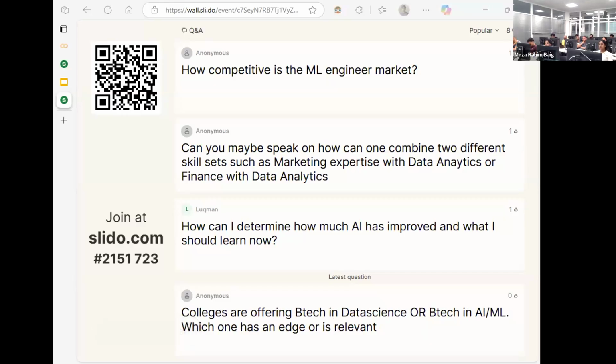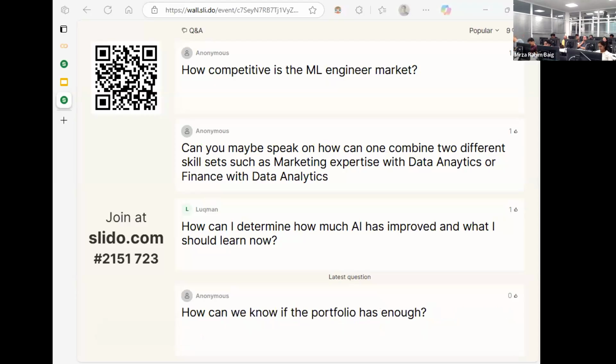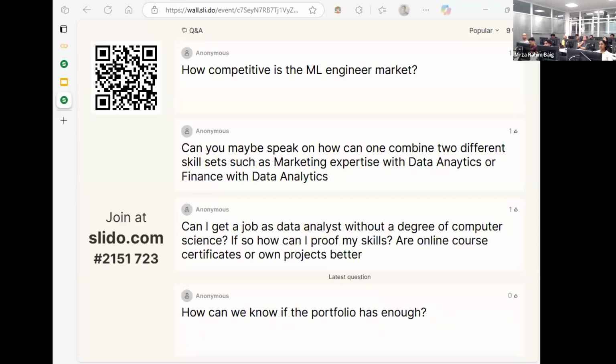So the first question is, how competitive is the ML engineering market? It is okay. At this point, the ML engineer is the same as AI engineer, I suppose. And this is one of the most in-demand things. And I'll tell you what the problem here is.